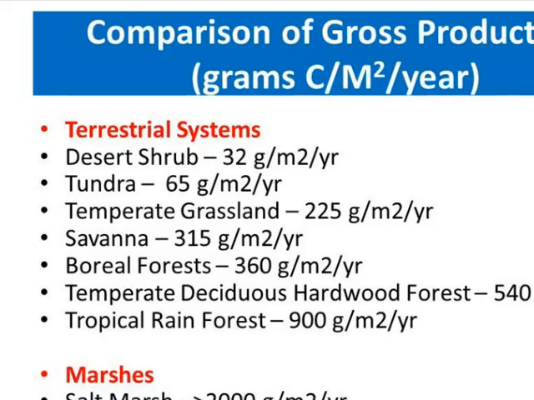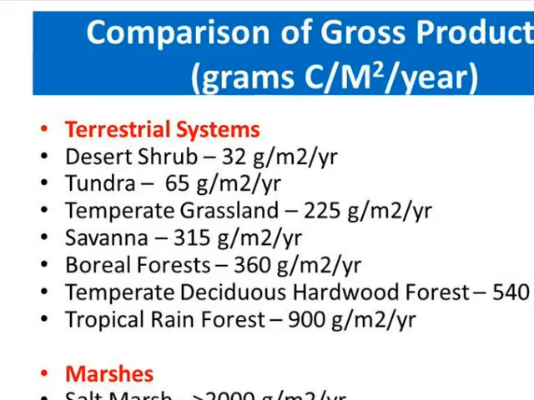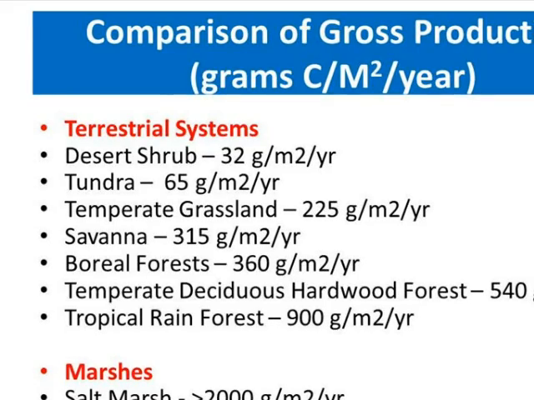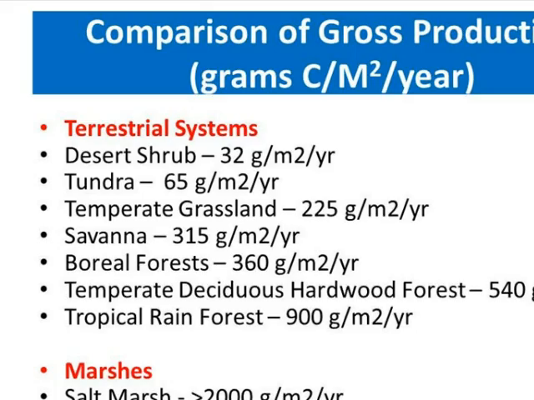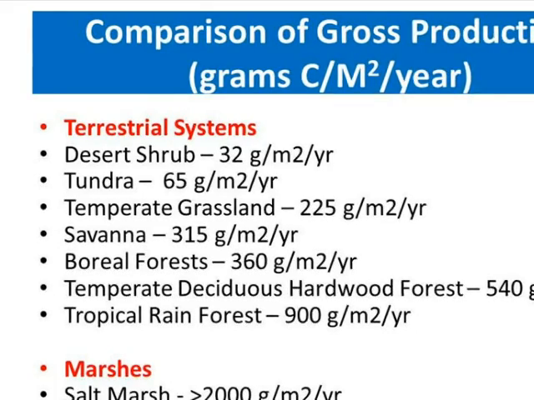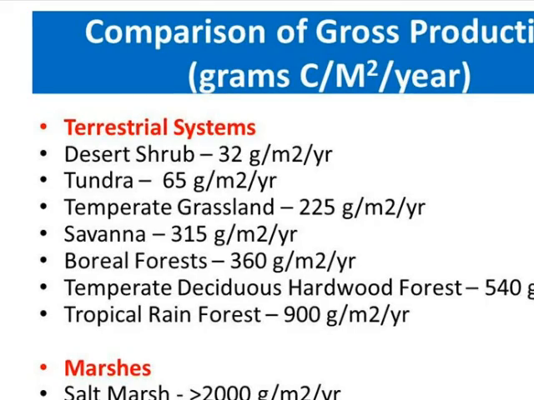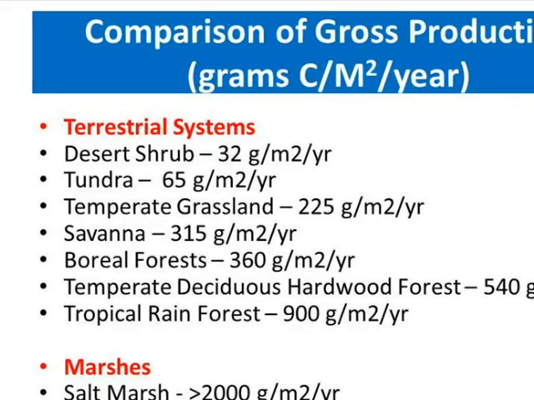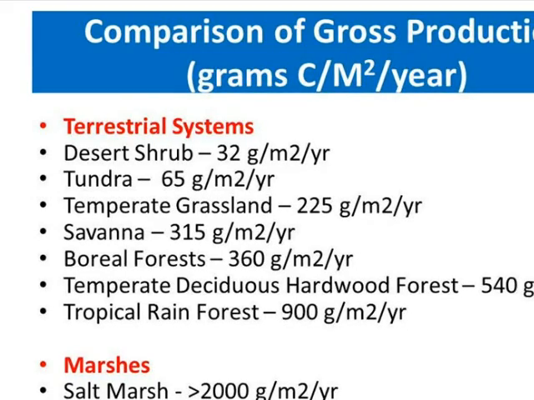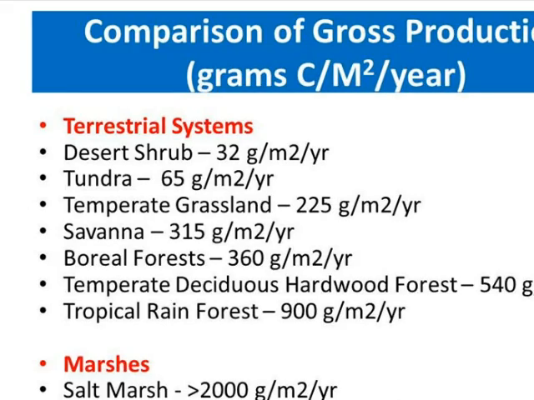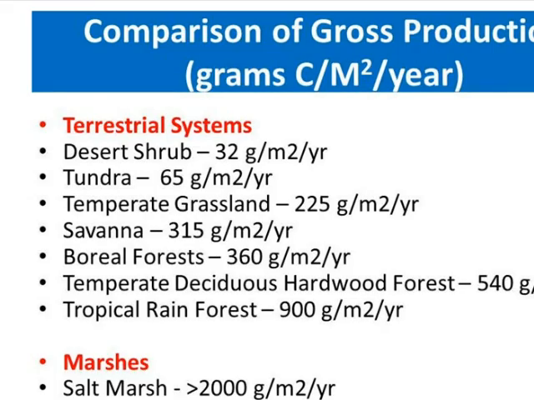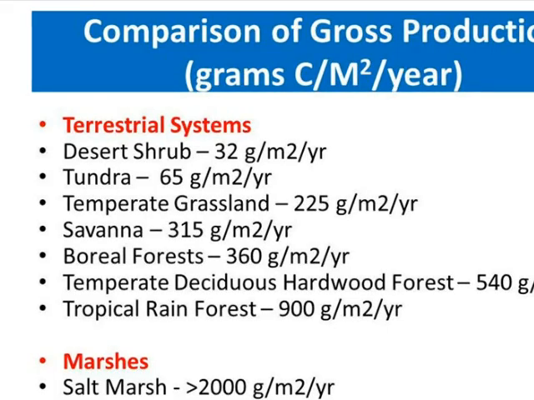And so if we take a look and compare our terrestrial systems, our least productive systems are desert shrub communities. They produce about 32 grams of carbon per square meter. That is, if you mark out a square meter and measure all the carbon in that square meter over a year, that's all you'll see on average, about 32 grams per square meter. On the desert shrub, the limiting factor then is rainfall, and that's what limits the carbon production.